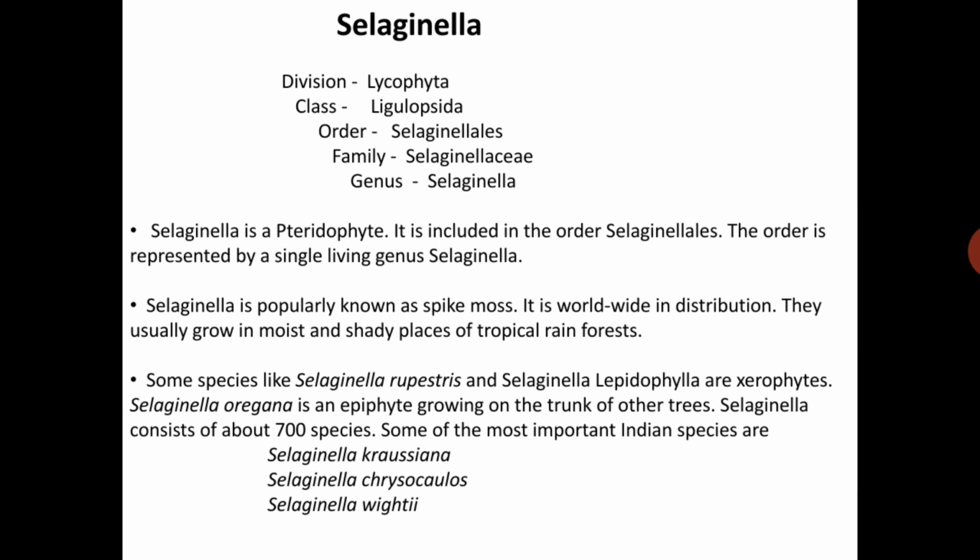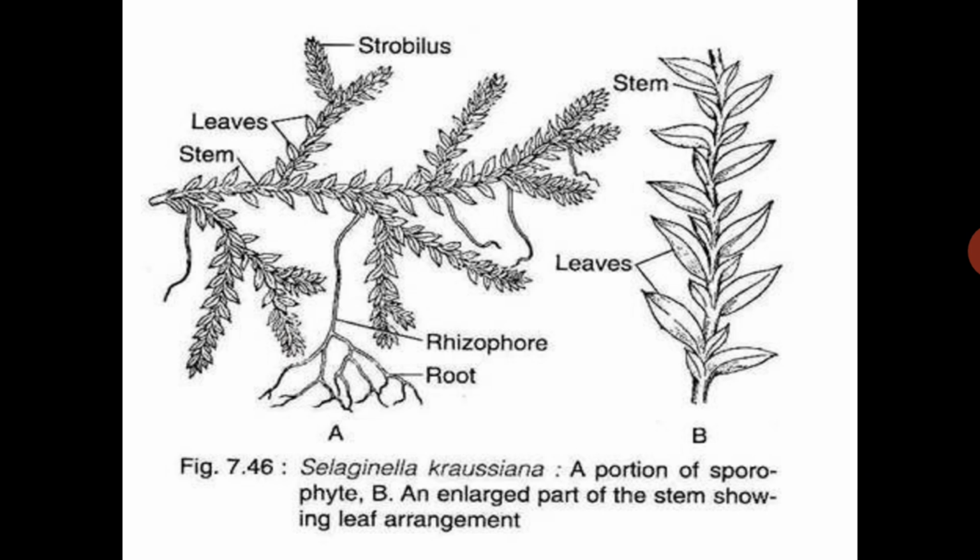You already know xerophytic, epiphytic, right? So Selaginella consists of about 700 species, and three important species we find in India. And this is the structure of a Selaginella. Here you find the stem, rhizophore, roots, leaves, and at the apex of the stem, a bunch of leaves arranged together. That's a strobilus, right?